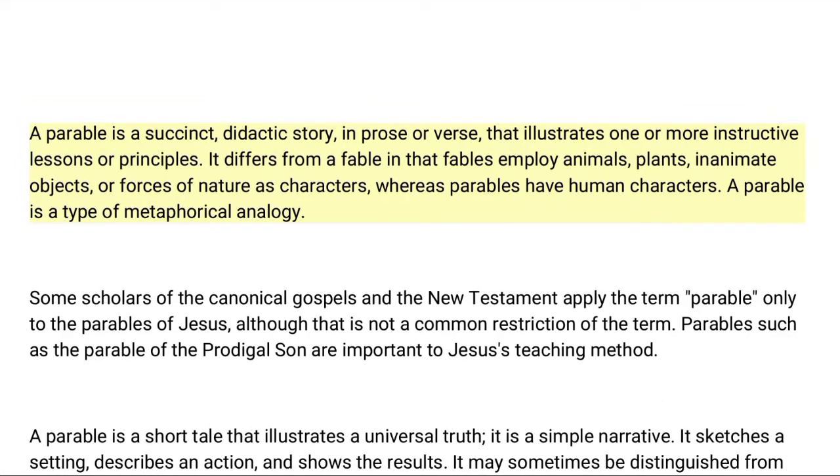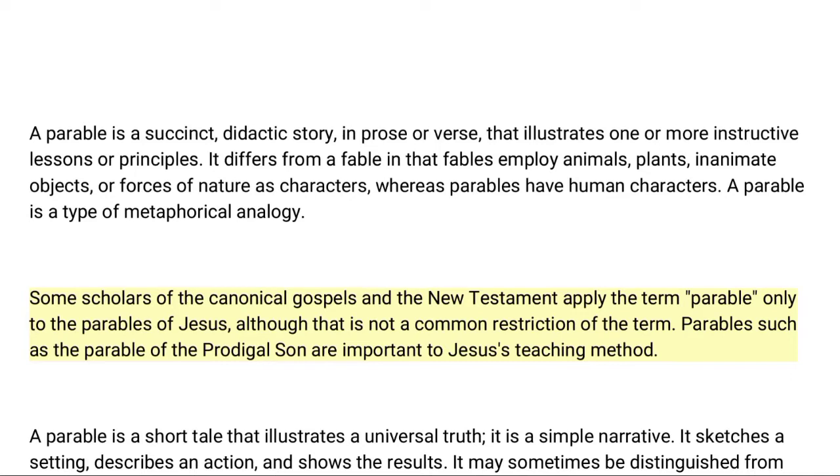A parable is a didactic story, in prose or verse, that illustrates one or more instructive lessons or principles. It differs from a fable in that fables employ animals, plants, inanimate objects, or forces of nature as characters, whereas parables have human characters. A parable is a type of metaphorical analogy. Some scholars of the canonical Gospels and the New Testament apply the term parable only to the parables of Jesus, although that is not a common restriction of the term.